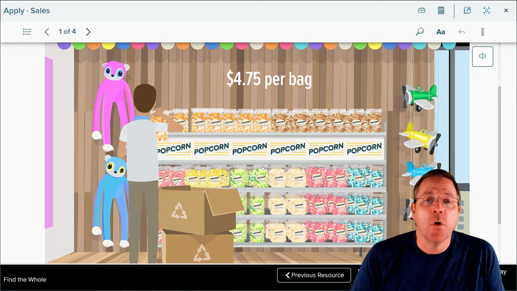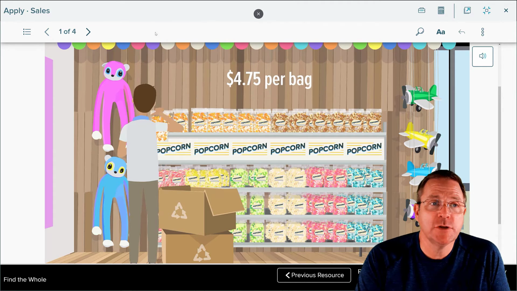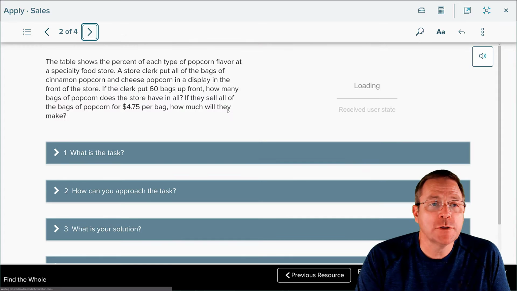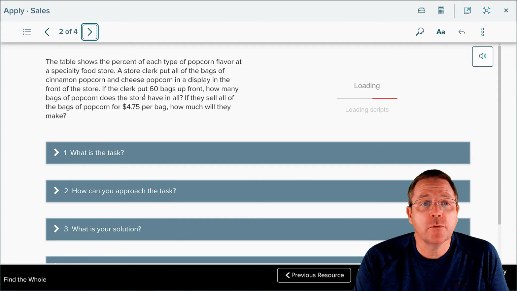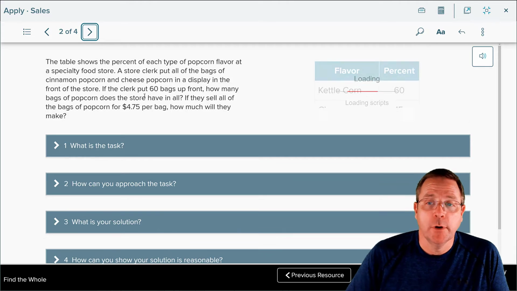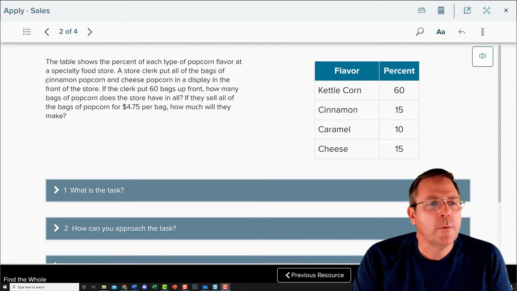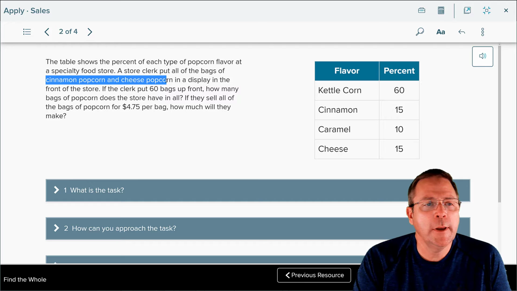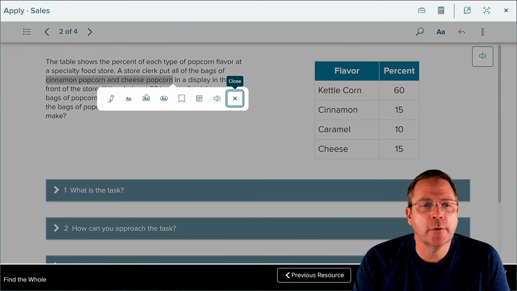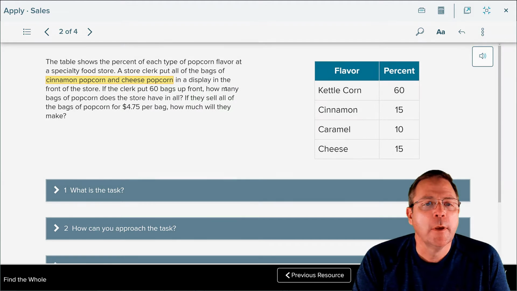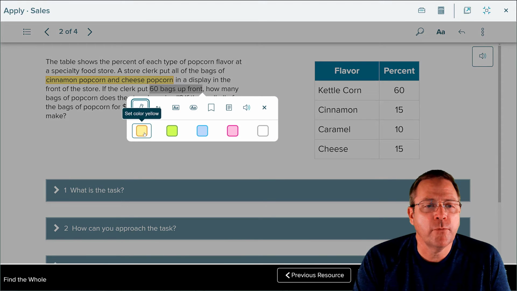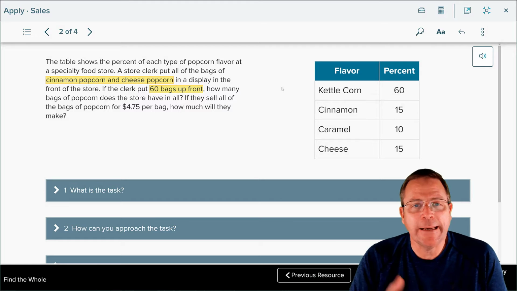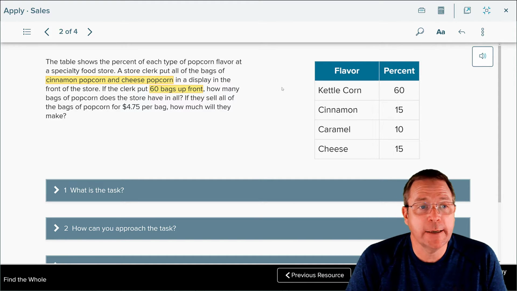Wow, that is a whole bunch of information they just threw at us in words. Fortunately, they're going to write it down for us as well, and that'll help us to pick through it a little bit better. So what do we know? We know that the clerk put the cinnamon popcorn and the cheese popcorn together on the display on the very front there. We also know that 60 bags were put up on the front. What does that mean? The cinnamon popcorn and the cheese popcorn added up to be a total of 60 bags.